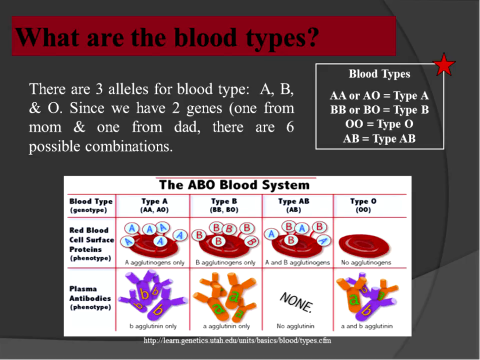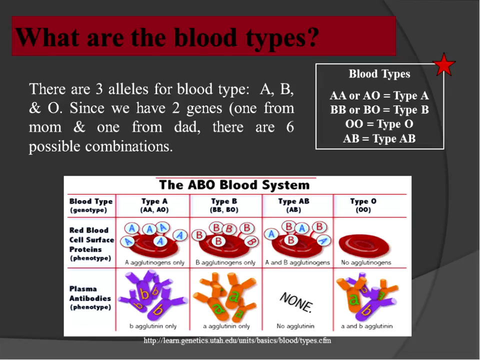If you are type AB, you actually do recognize both of those markers, so you can actually get any of the blood because your body will not see any of it as being foreign because it's going to be used to all of those protein markers. So you don't have any antibodies in your immune system against the blood types.